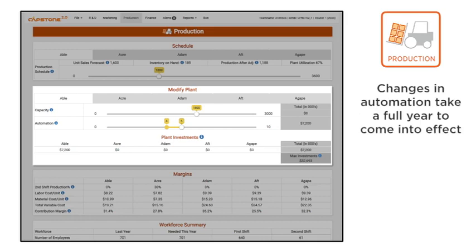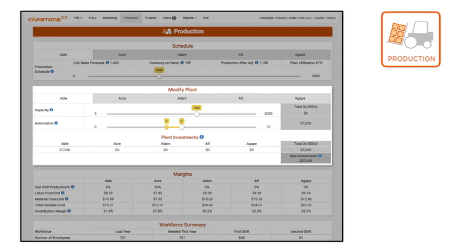Changes in automation take a full year to complete. Unlike reducing capacity, which raises cash, reducing automation requires a retooling cost. It doesn't make sense to pay money to make your production line less efficient.